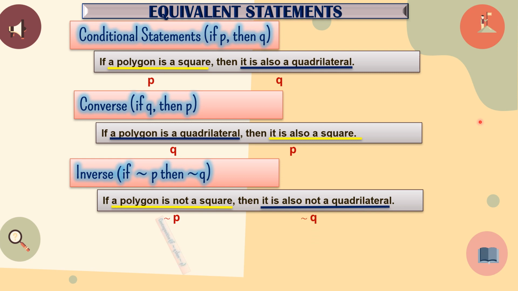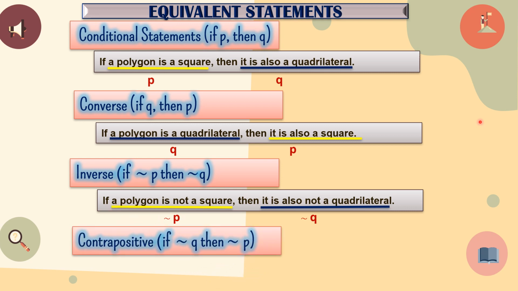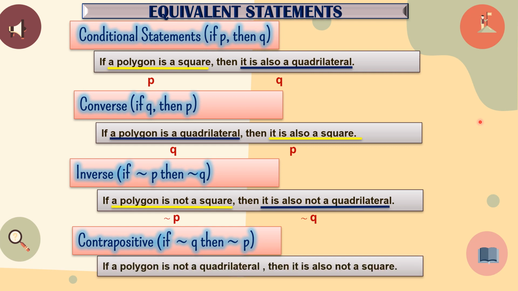Next, sa contrapositive. If not Q, then not P. So, ano ang statement natin? If a polygon is not a quadrilateral, then it is also not a square. So, ang ating conclusion, a polygon is not a quadrilateral. Ito po yung not Q natin. And then, ang ating hypothesis, it is also not a square. So, ibig sabihin, ito yung ating not P. Ngayon, paano natin malalaman if the statement is true or false?